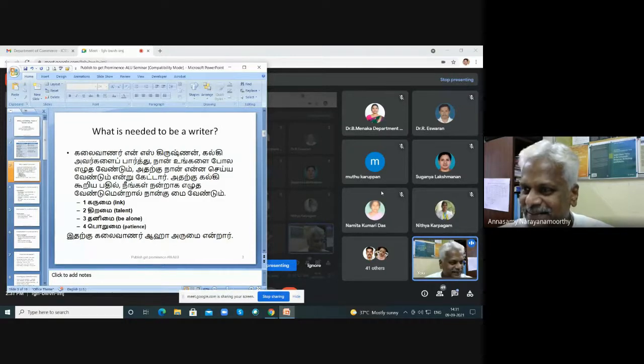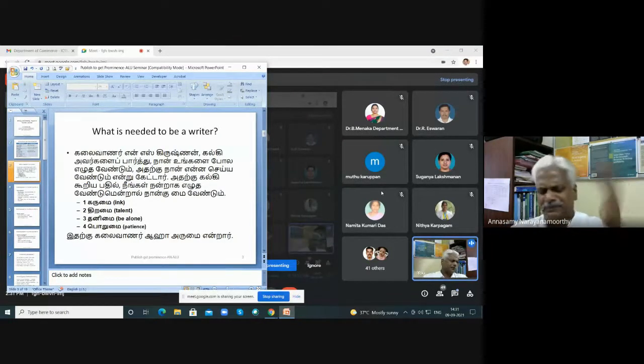See the condition? What is lacking today is that patience. We try a first attempt, second attempt, third, and then say, no, I can't do it. This is what is happening. But patience is very, very important for publishing papers.